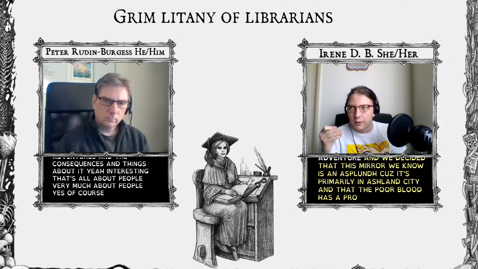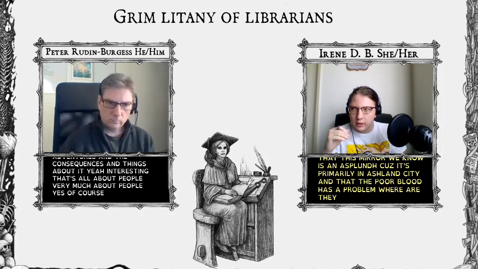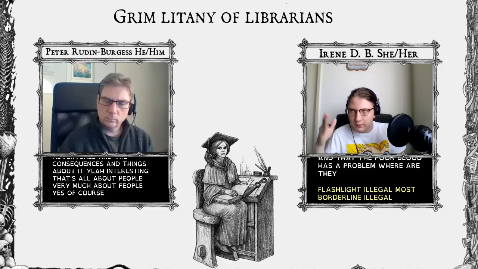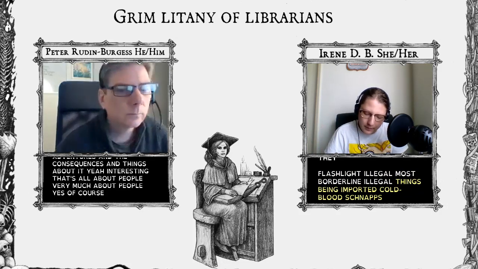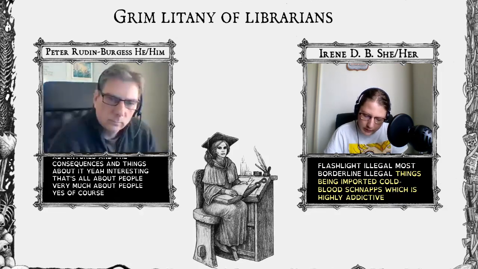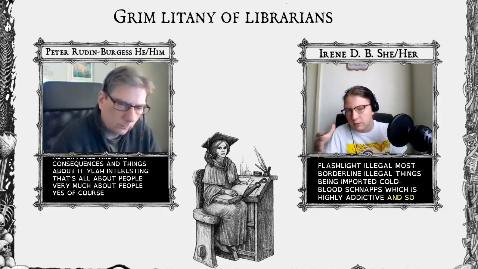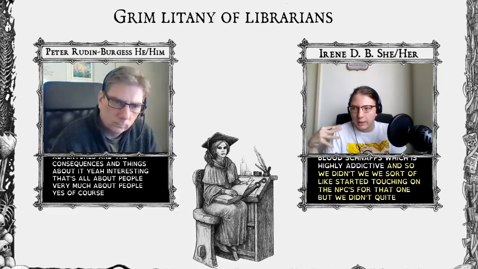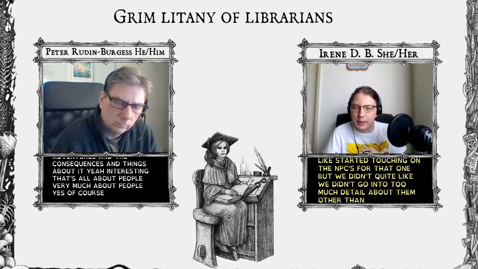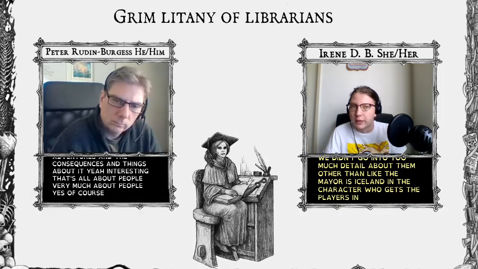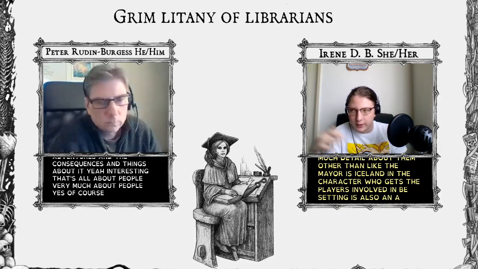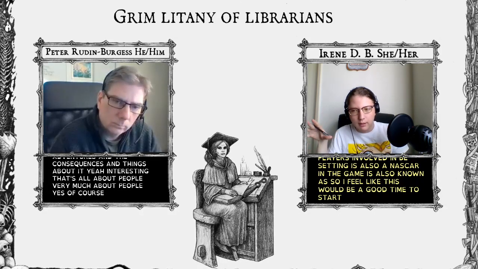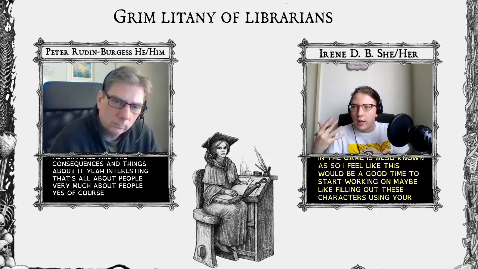Port Blood has a problem where a highly regulated, almost borderline illegal thing is being imported called blood schnapps, which is highly addictive. So we started touching on the NPCs for that one, but we didn't go into too much detail about them, other than that the mayor is an Atzlin and the character who gets the players involved in the setting is also an Atzlin. So I feel like this would be a good time to start filling out these characters using your 3-point method.